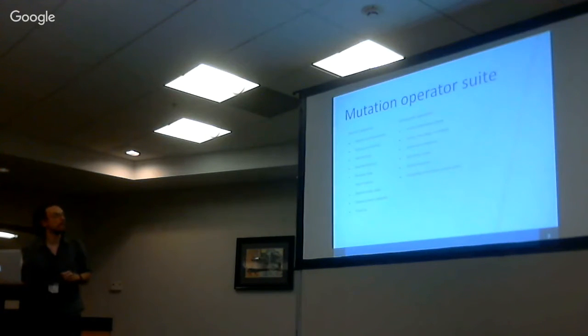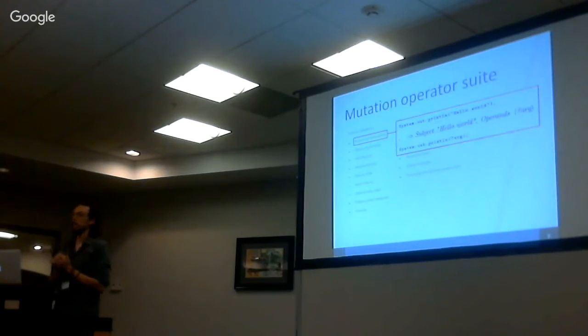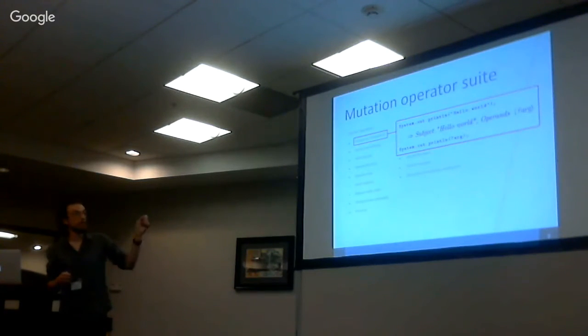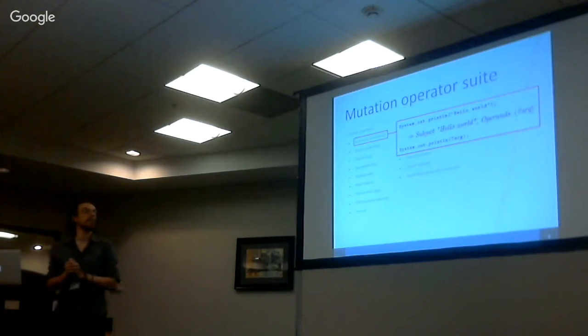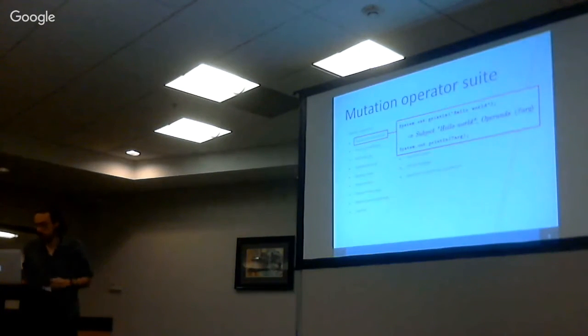Just to give a few examples, you have the replace by meta variable operator. What it does is pick a random location within your template and replace it with a randomly chosen meta variable. So this is a simple example. We have an initial template, System.out.println hello world, and we apply the mutation to the hello world, and it will be replaced by the meta variable.